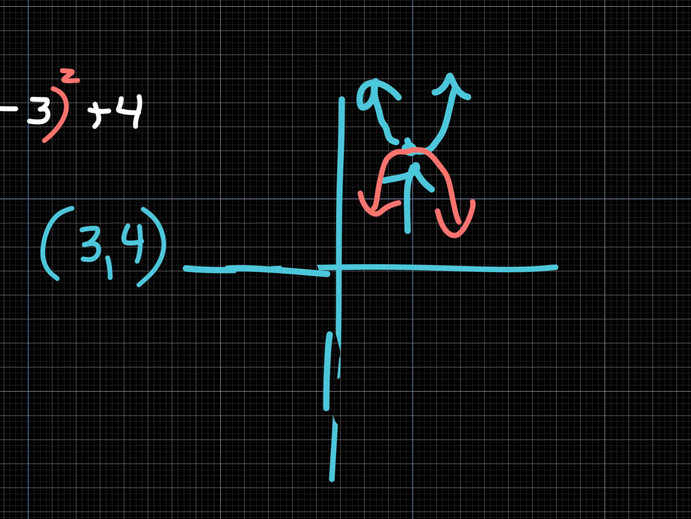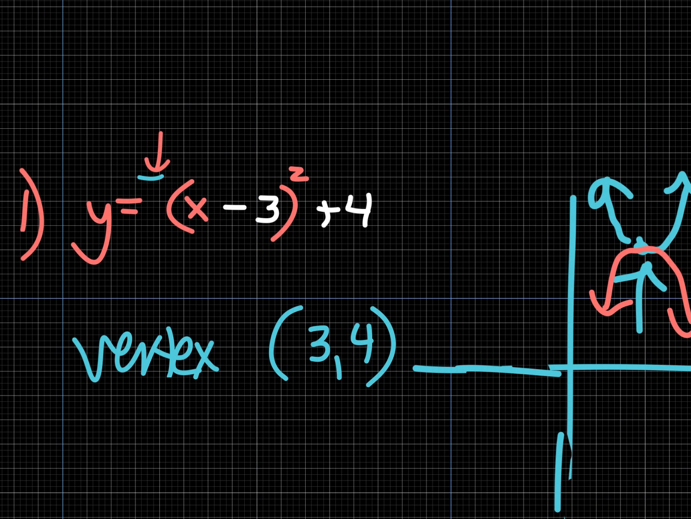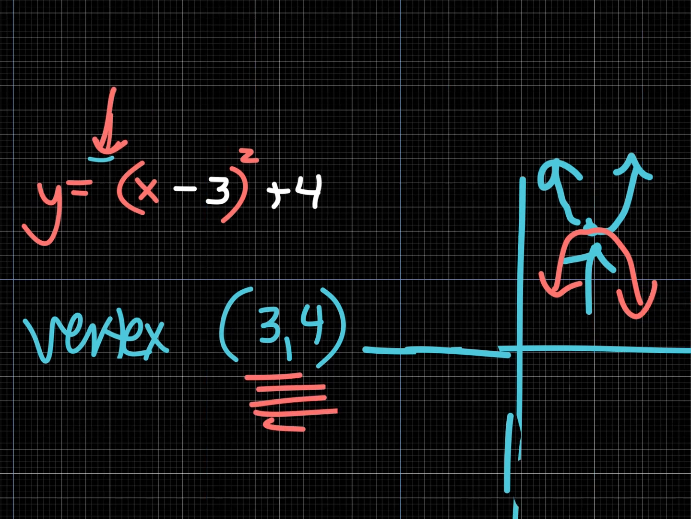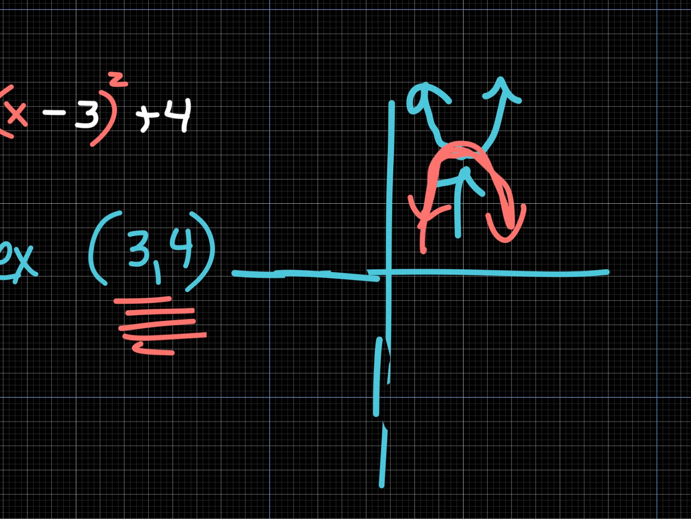Now I don't want you to think the vertex changes. Just because I put a negative out front, the vertex is still 3 comma 4. If I put a negative out front, it flips over like this. And now it isn't a minimum spot anymore, it's a what? It's a maximum.